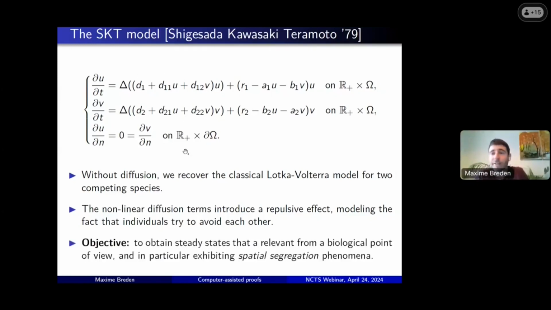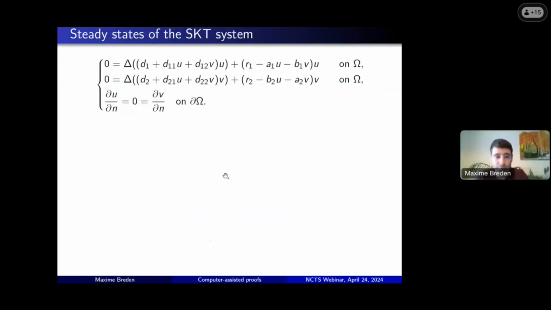Okay. And as I said, the motivation behind introducing this system was to observe patterns, and especially patterns where you see what biologists call spatial segregation, meaning that where you have a lot of individuals of one species, you have fewer individuals of the other species, and vice versa. They really try to avoid each other, and most of them go into different areas in space. Yes. So here the main objects of interest are the steady states of the problem. And so what can we say about the steady states?